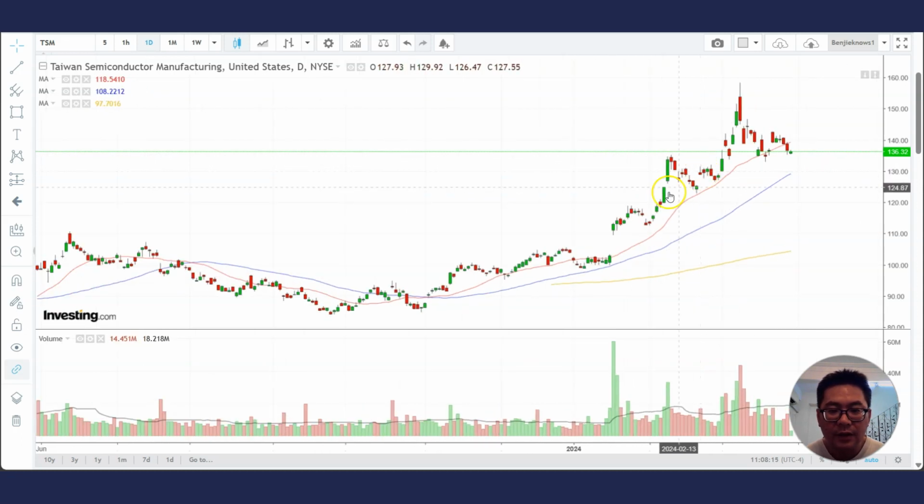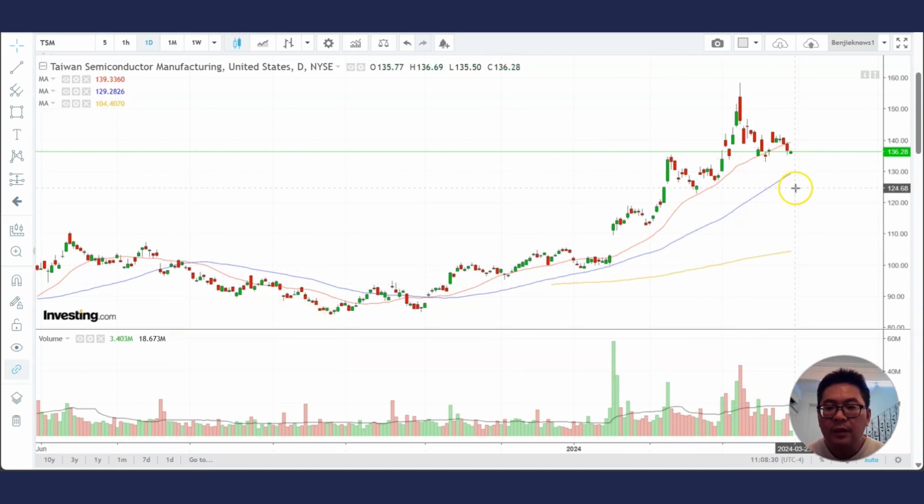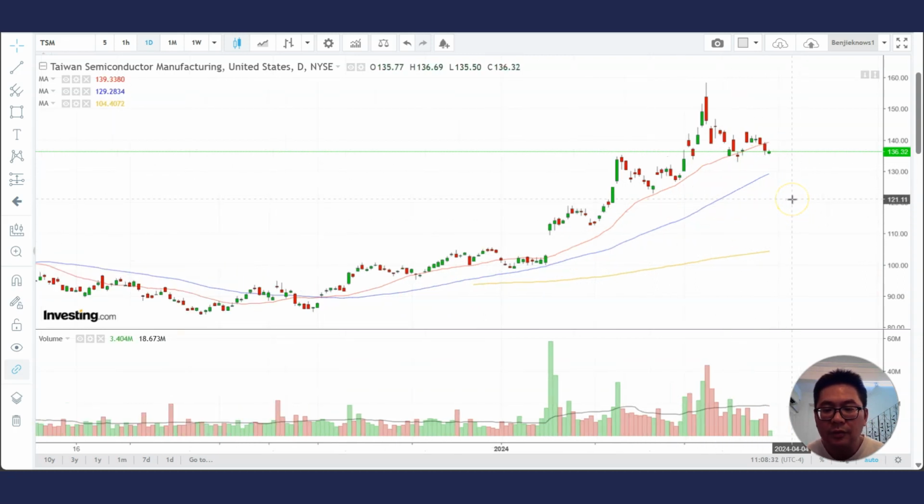As you can see, after a nice bullish cross back here, where the 20 MA crossed back above the 50 MA, the 20 MA and the 50 MA started to rise, and you can see that it's been rising and rising. So whenever a stock sees moving averages that are rising, whether it's the 50 MA and the 200 MA, you want to be bullish on it.